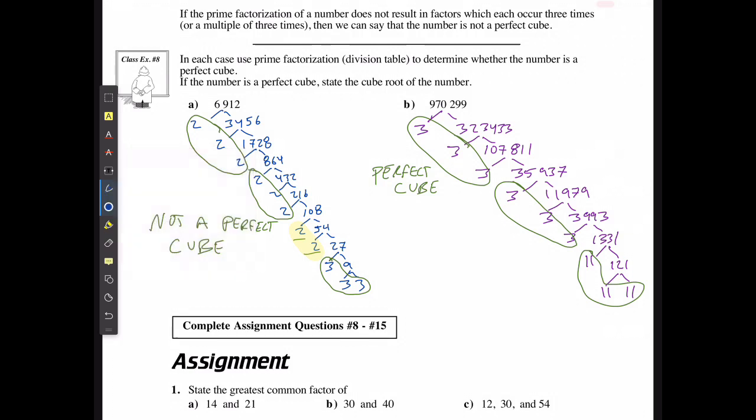If it needs me to state the cube root of the number, then the cube root of 970,299 is going to be equal to one of the 3s times another 3 times an 11, or 99. And that's it.